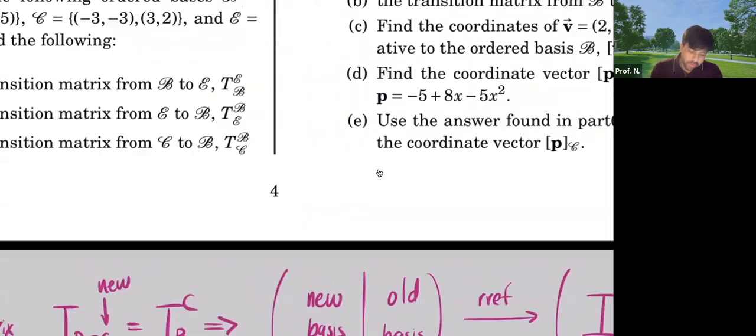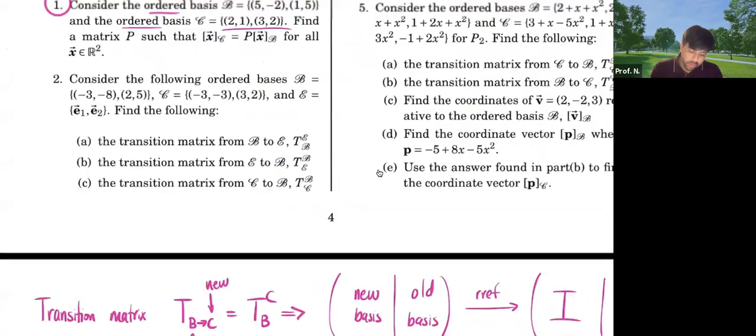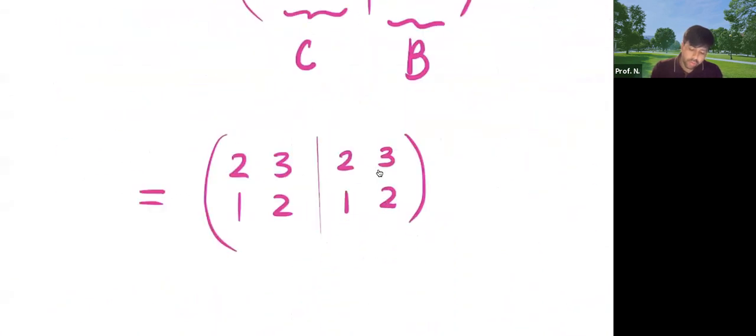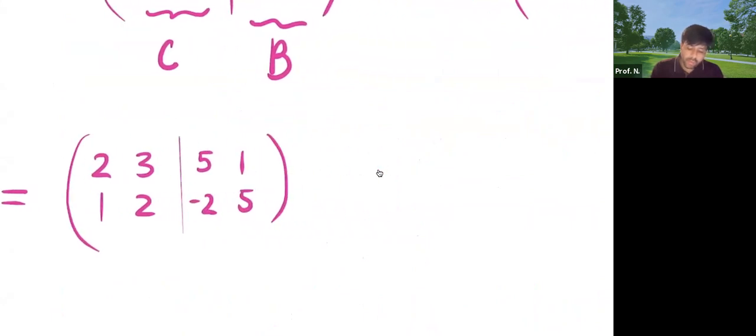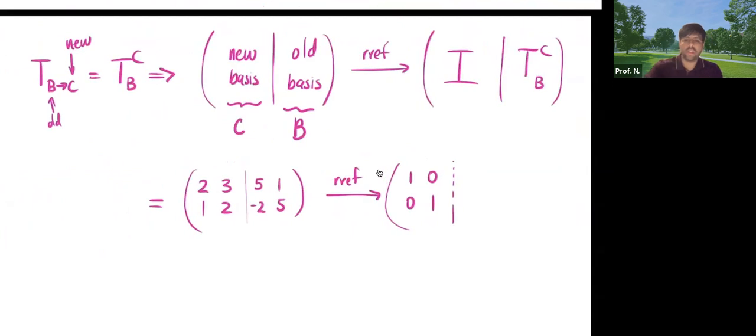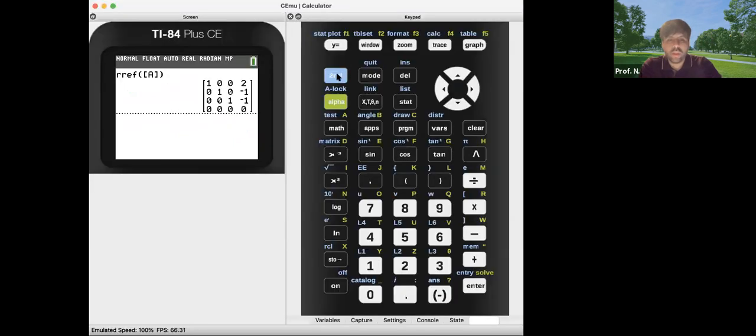Wait, I just wrote that again. Sorry. I should be 5, -2, 1, 5. So 5, -2, 1, 5. So when I put this in my calculator and I find a row reduced echelon form of it, I should get the identity, and then I should get on the other side the transition matrix. So let's do that real quick.